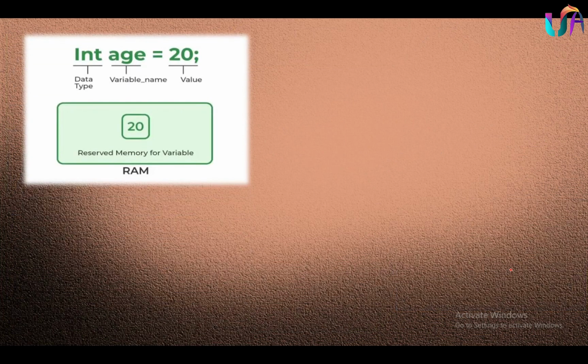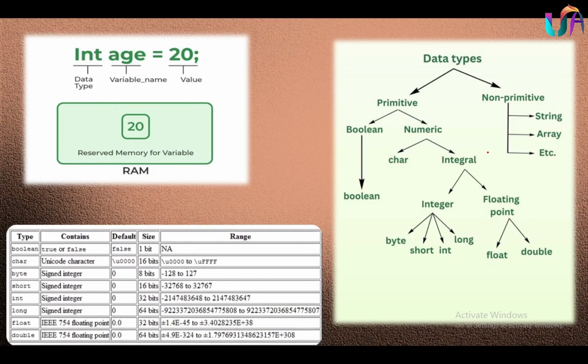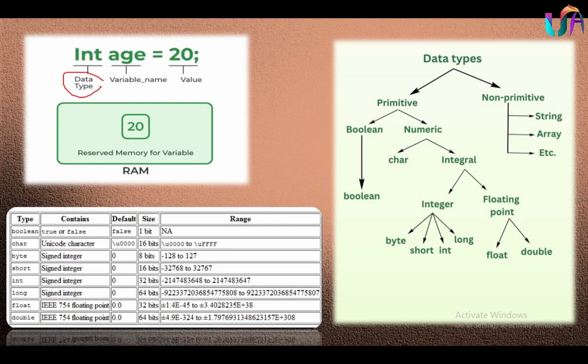We have a next picture. You see this is the data type, variable name and value. Now let's clear it. Here for the data type, we have a lot of parts. Let's see, I will clear everything part by part. Just wait. First, this is the data type.